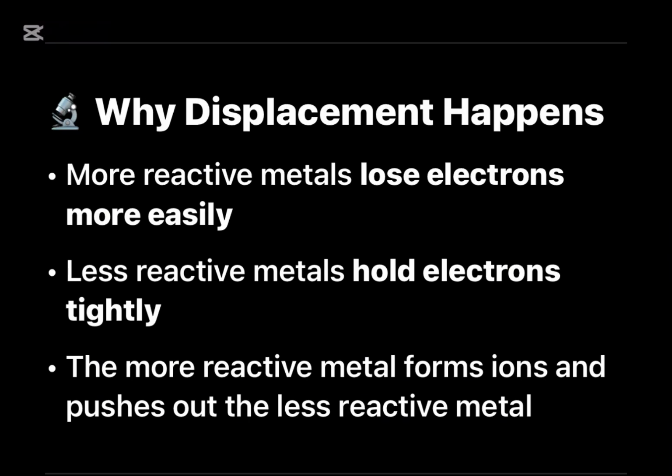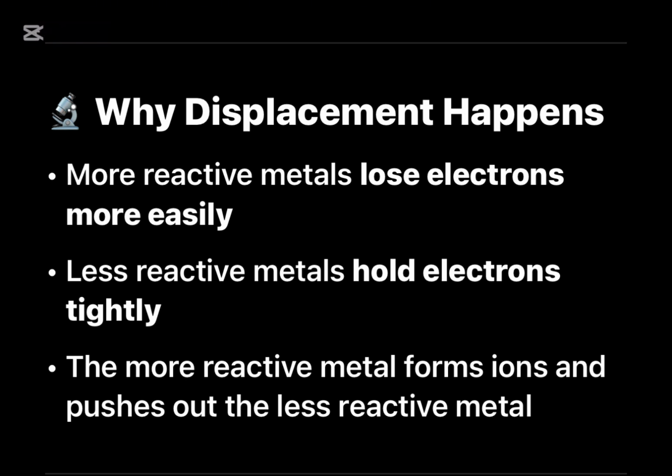Now let's know the reason why displacement reaction occurs. One thing you need to know about displacement reaction is that the reason why it happens is because, one, more reactive metals lose electrons more easily. Two, less reactive metals hold the electrons tightly. And lastly, the more reactive metal forms ions and pushes out the less reactive metal. So in that way, displacement happens. So take note of it.